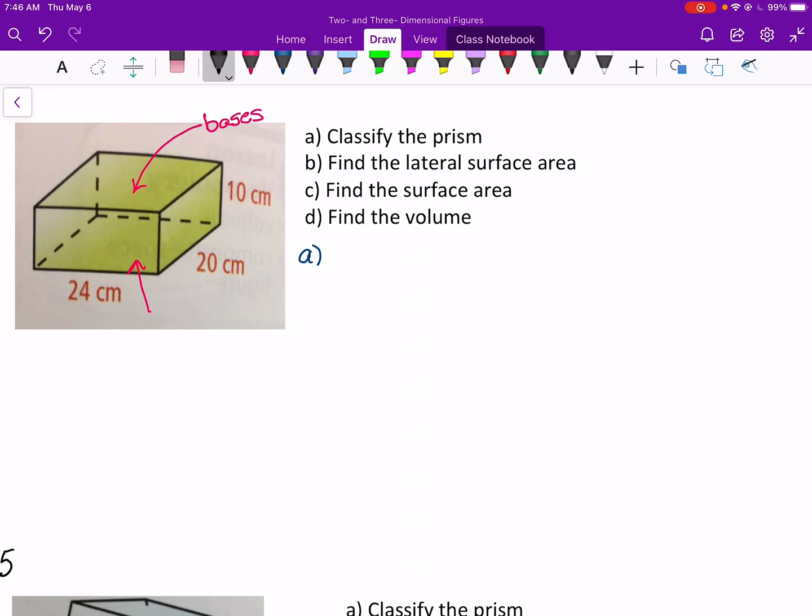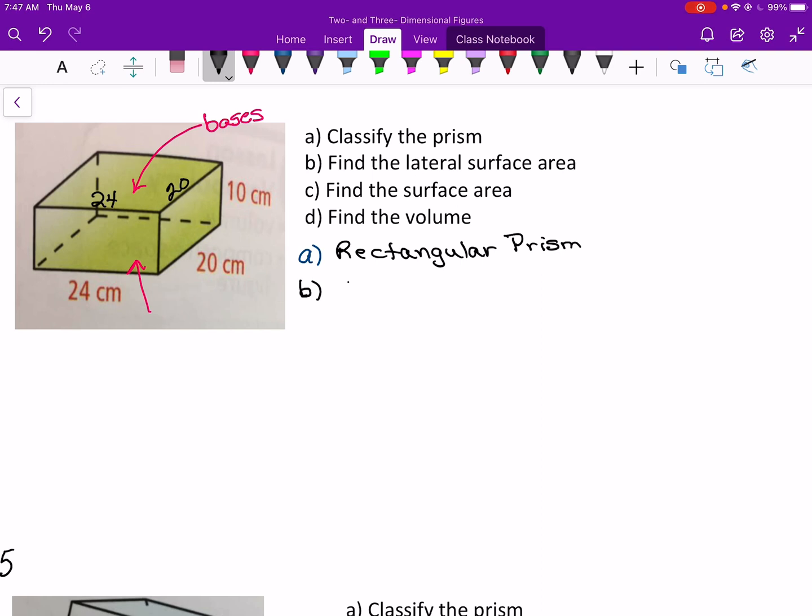All right, so here we go. Classify the prism. Our bases are, let's look at the dimensions, 24 long, 20 wide. Even though it might look like a square, it's not. It's actually a rectangle. So this is a rectangular prism, and you do have to write the word prism because that tells us that it is a three-dimensional figure and the sides are polygons. So we get a nice mental picture of what this looks like just by knowing the name.